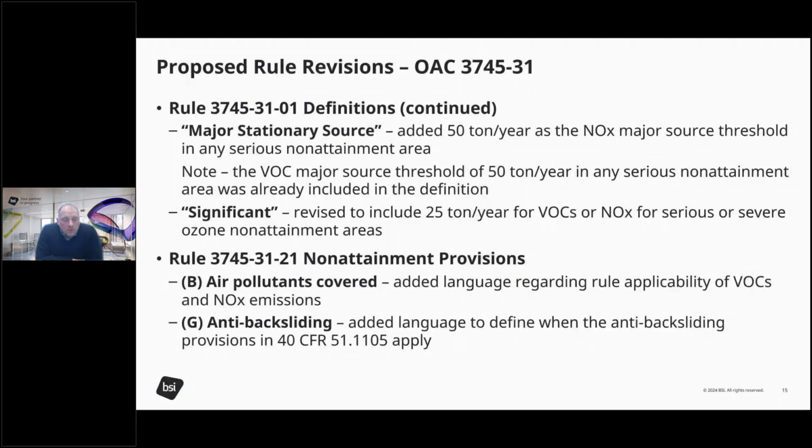There are a few other changes, in chapter 3121, the non-attainment provisions. They've just added some language for clarification that adds VOCs and NOx as the air pollutants covered. They also added a little bit of definition on anti-backsliding, that the provisions of 40 CFR 51.1105 would apply. So these are some of the changes that are in the definitions section of 3101.